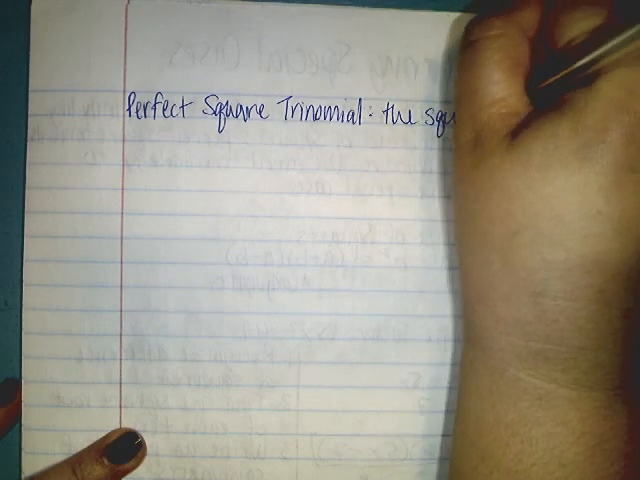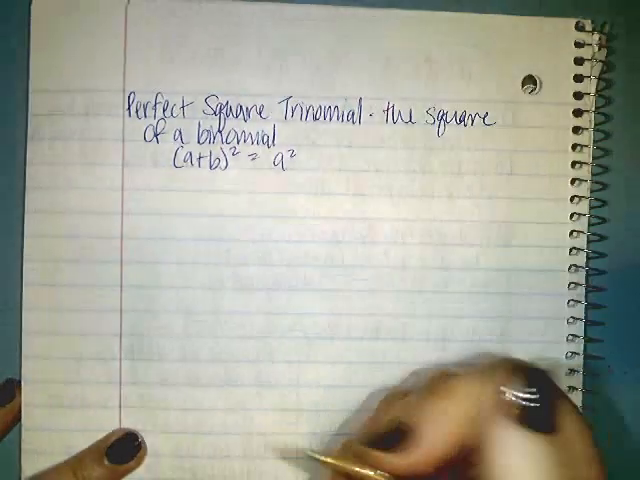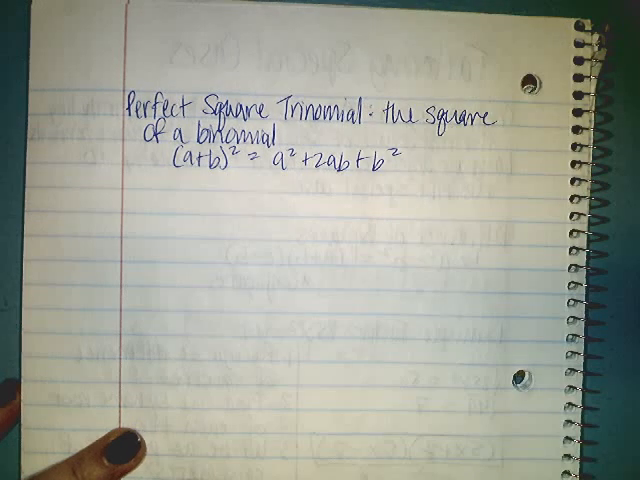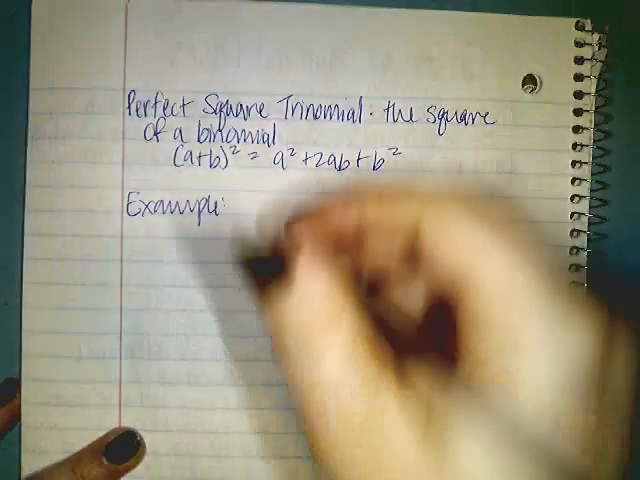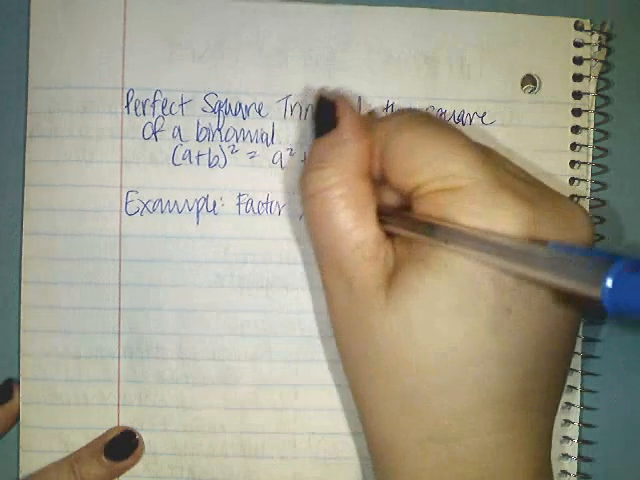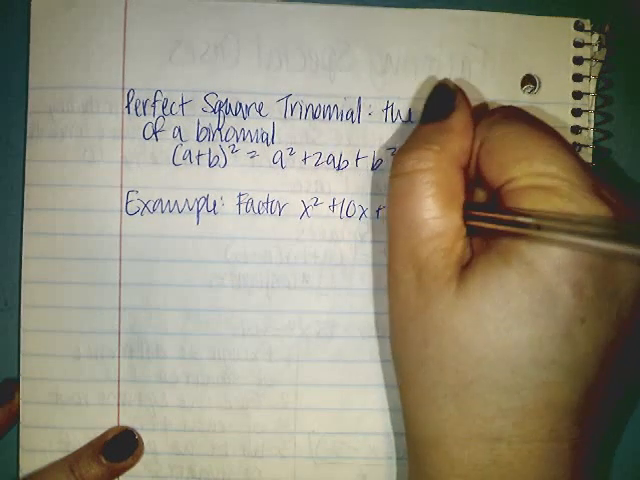So we've actually already factored a couple of these. It's going to take the form of something like a plus b squared, and the trinomial version of this would always be a squared plus 2ab plus b squared. So what this might look like, I'll do an example. If we were to factor x squared plus 10x plus 25.